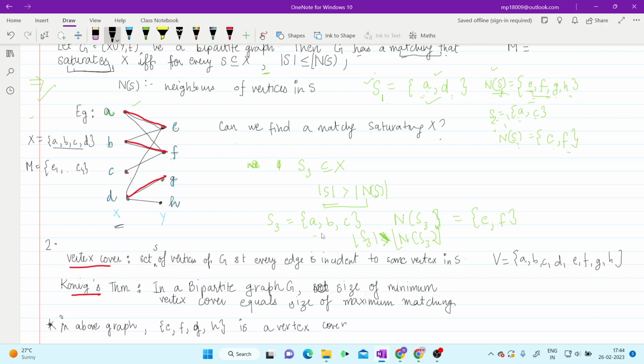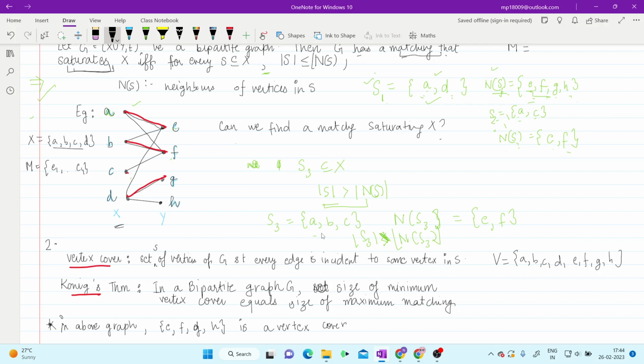Yes, ma'am. Because any edge will be incident with that vertex, and we have all vertices in that set. So it will be a vertex cover. Okay, good. So we see that the set of all vertices is always a vertex cover.